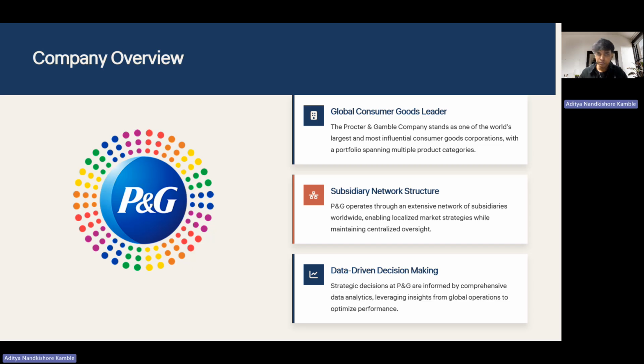Procter and Gamble is one of the world's leading consumer goods companies, operating across multiple product categories globally. The company runs through a large network of subsidiaries, which allows it to adapt to local markets while still maintaining centralized control. Importantly, P&G relies heavily on data-driven decision making, using analytics to improve performance and guide strategy.